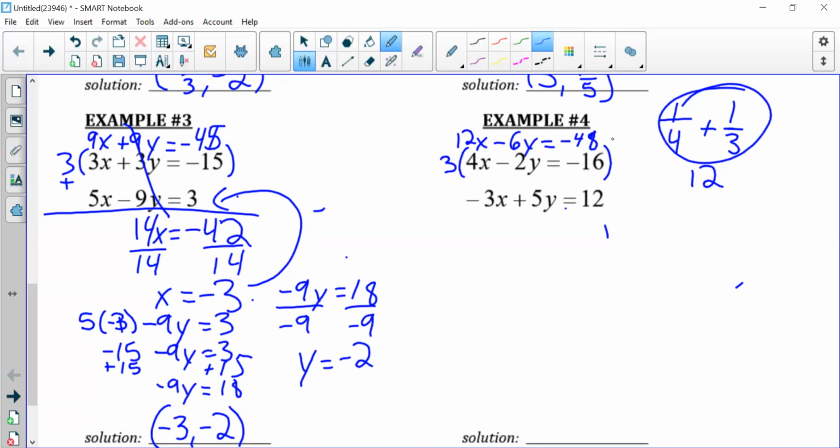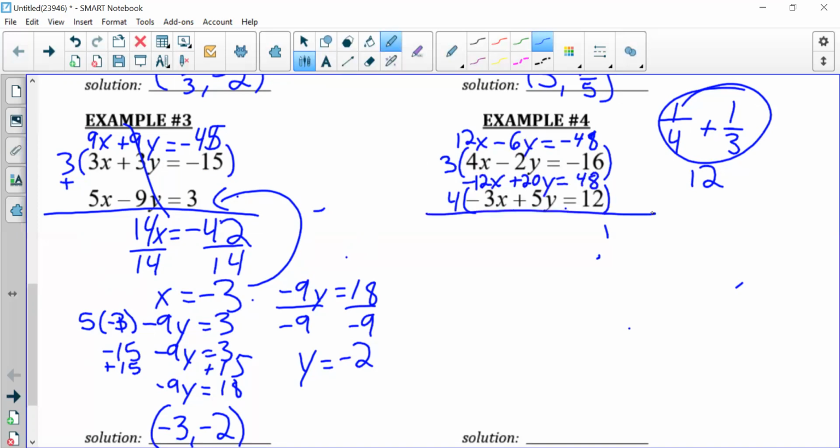Next, go to the second equation. What do I multiply 3 by to get 12? 3 times what is 12? Well, that's 4. So multiply the entire equation by 4. So 4 times negative 3x gives me negative 12x. 4 times 5y gives me a positive 20y equals 4 times 12, which is 48.